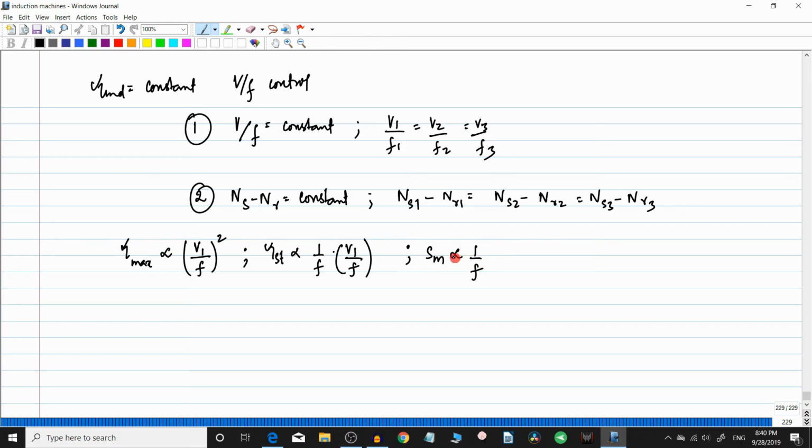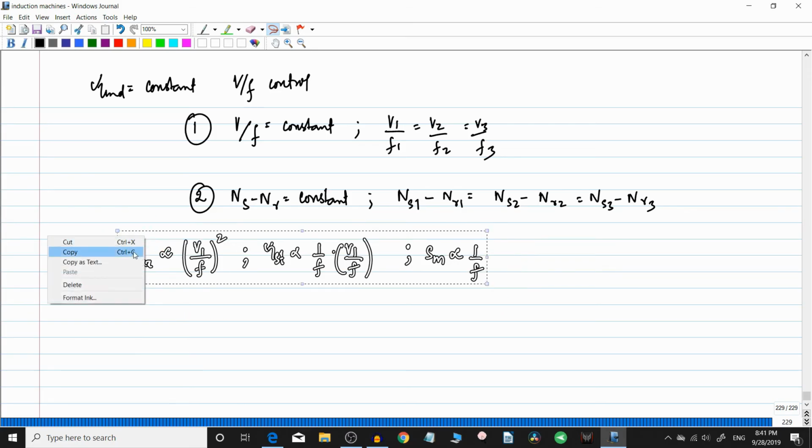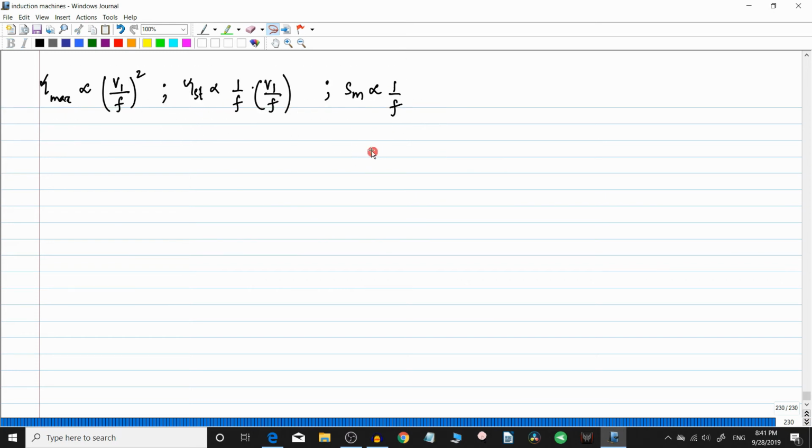Slip is equal to R2, slip maximum is equal to R2 divided by X2. So these three equations are going to be very important when we are going to see the graph here. Okay, we are going to see the graphical values here. So that is also important. So we can see what is the variation in the torque slip characteristic.